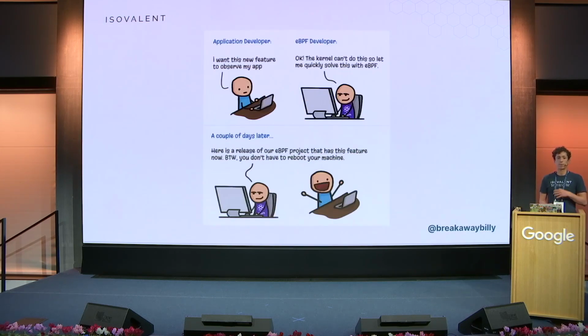Now with eBPF, since we're able to dynamically program the kernel, if you want to add a new feature to, let's say, observe your application, instead of having to convince the whole upstream community to do that, you can actually add a program with eBPF to be able to do that. And the great thing is eBPF allows you to do that even without rebooting your machine. So you can add functionality on the fly in a very dynamic way.